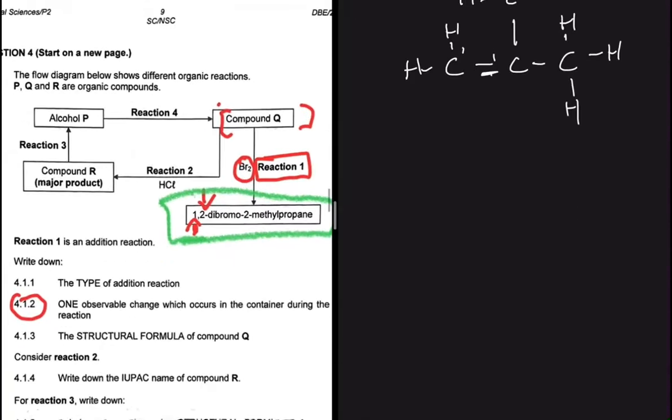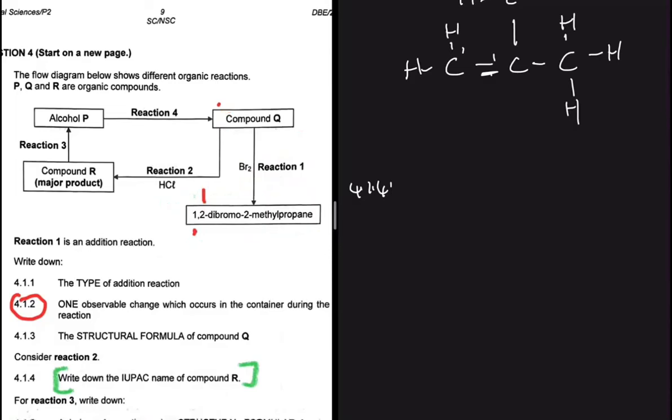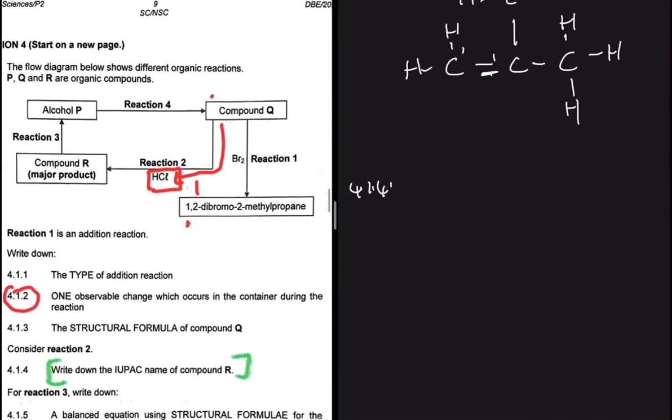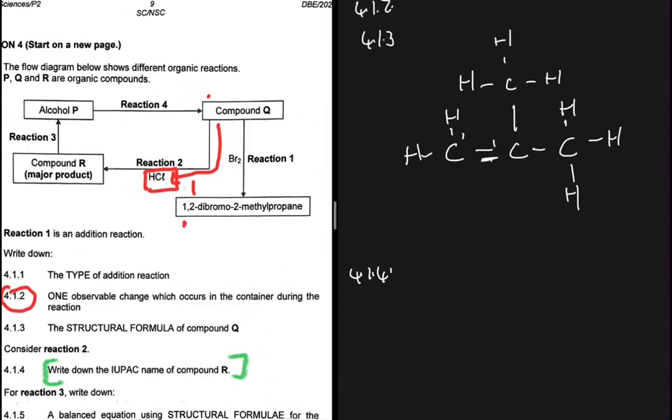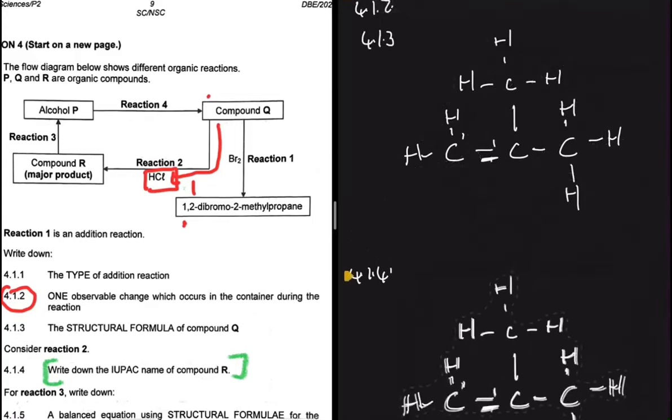And now let's consider reaction 2, 4.1.4. Let's write down the IUPAC name of compound R. So let's do some analysis again. Compound R is from compound Q, right? We add HCl to compound Q to get compound R. It is a bit confusing when you don't have a structure to come up with the name, so let me draw the structure, and then I can come up with the name. Let's copy this structure right here for the sake of time, and put it here.